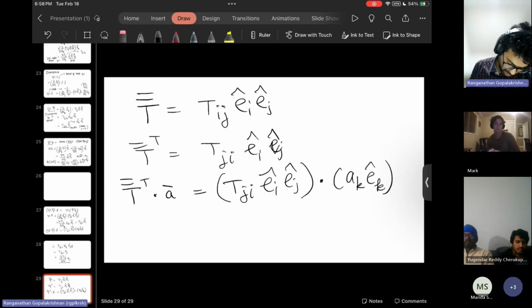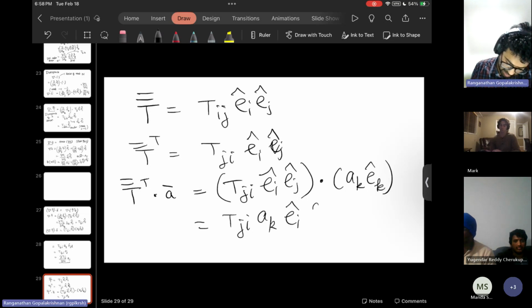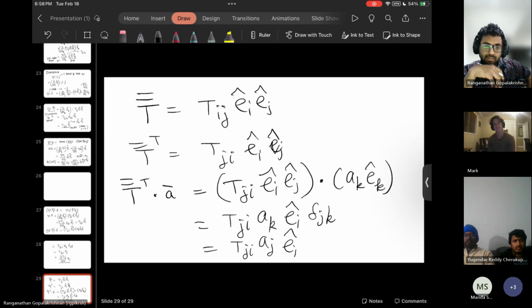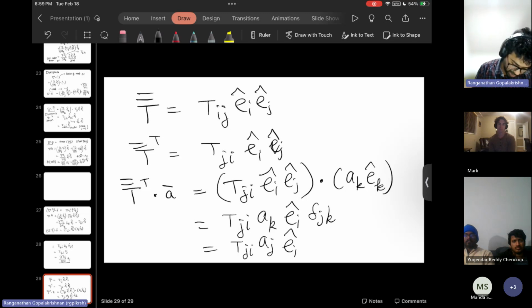Okay, so this is going to be T_jiA_k ε_ijk δ... or this is T_jiA_jε_i. And you want the divergence of this. Okay, you want the divergence of this quantity.